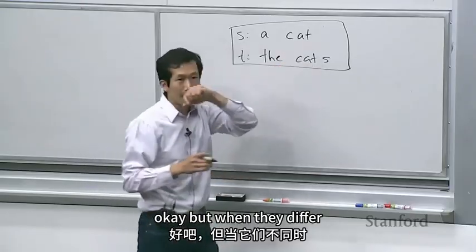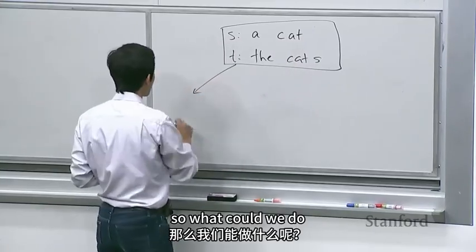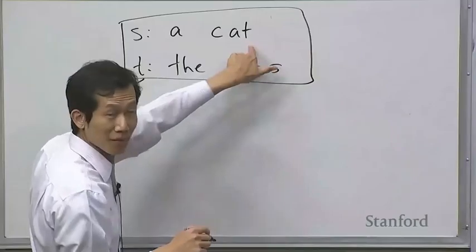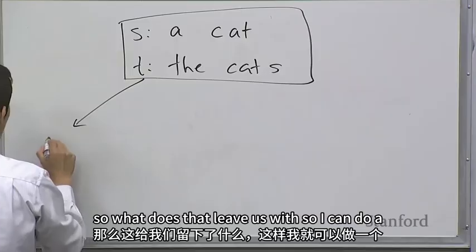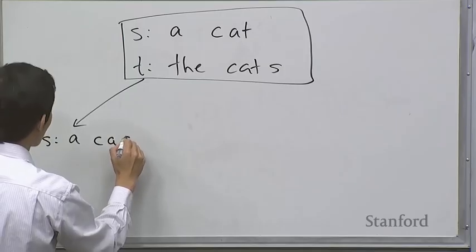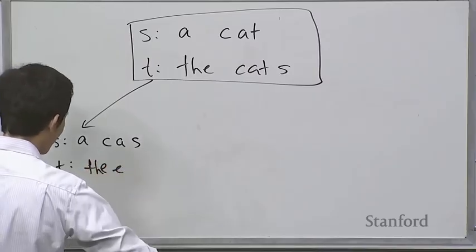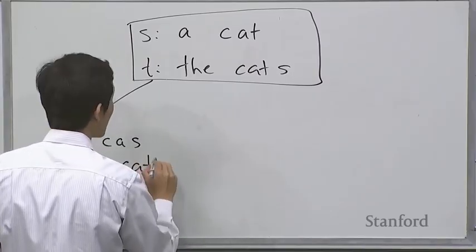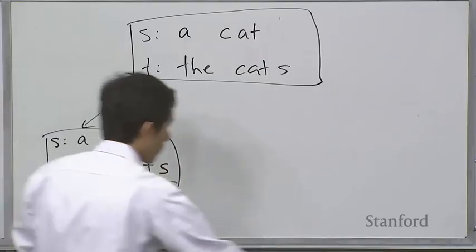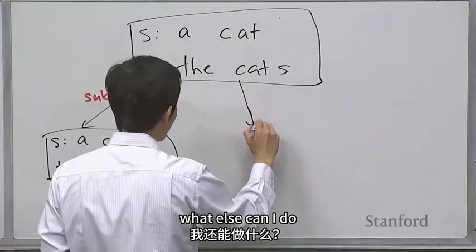Okay, but when they differ, now we have many options. So what could we do? Well, we could substitute. Okay, we can change the T to an S. So what does that leave us with? Cats. T is the cat. Okay, so I can substitute. What else can I do?